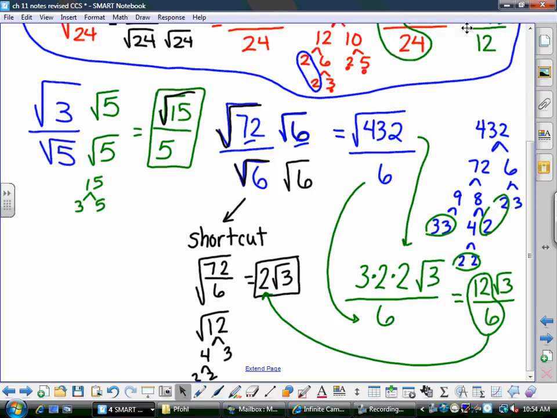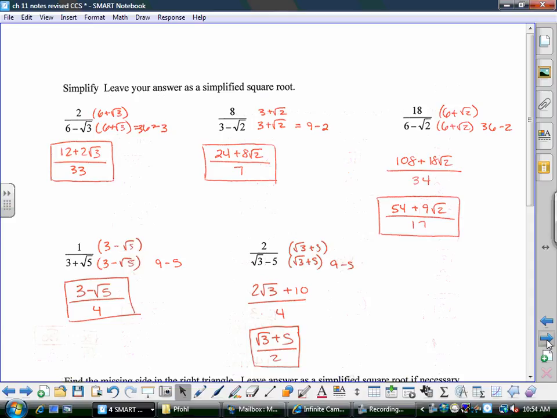Answers on the back side of the worksheet. The first one is 12 plus 2 square root 3 over 33. Second one is 24 plus 8 square root 2 over 7. The third one is 54 plus 9 square root 2 over 17. In the next row, you get 3 minus the square root of 5 over 4. And square root 3 plus 5 over 2.